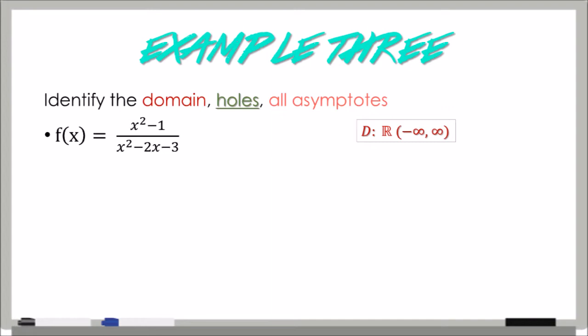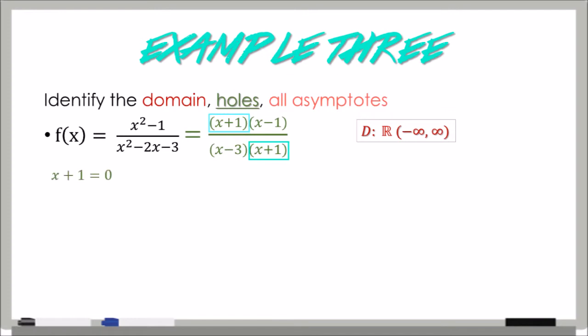The first thing you want to do is factor the numerator and the denominator. When we factor our numerator, we end up with (x plus 1)(x minus 1), and (x minus 3)(x plus 1) in the denominator. If you were to compare the two, you'll notice that x plus 1 shows up both in the numerator and the denominator. Because those factors match, it tells us that we are going to have a hole.